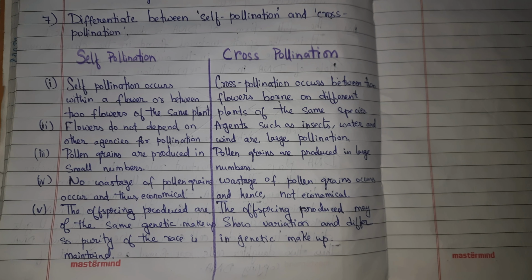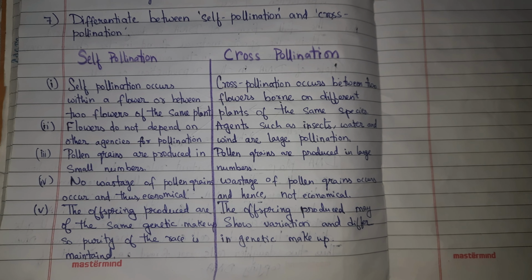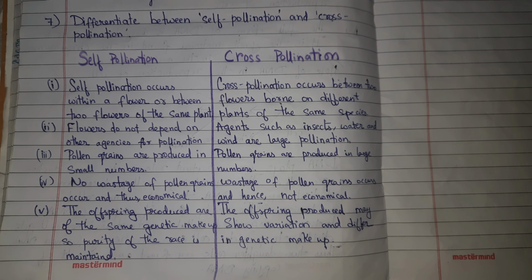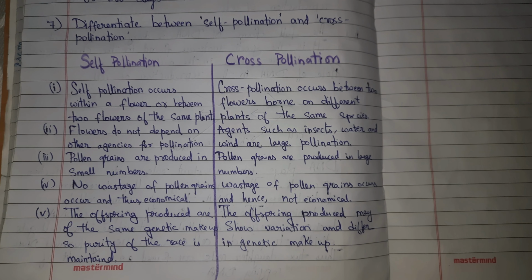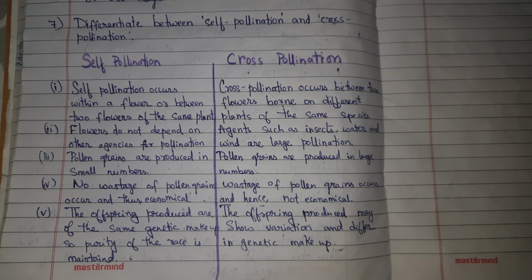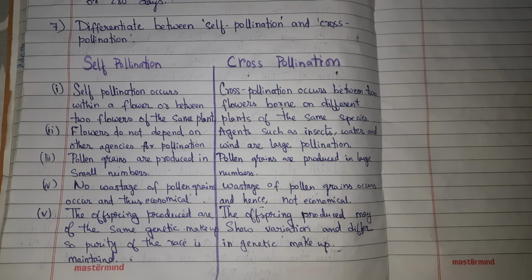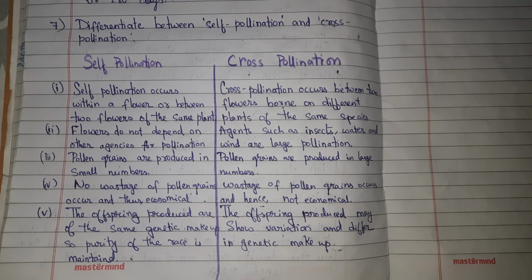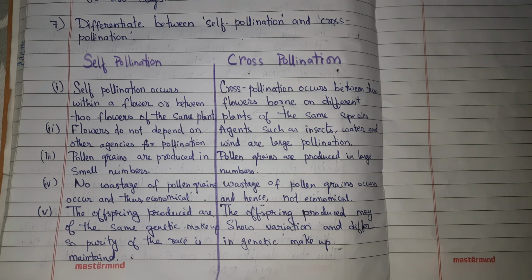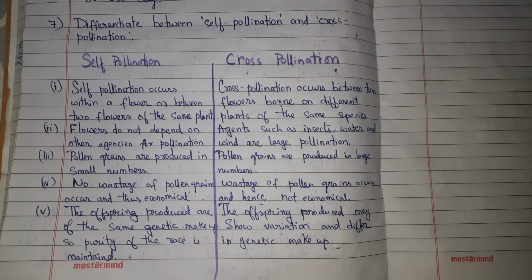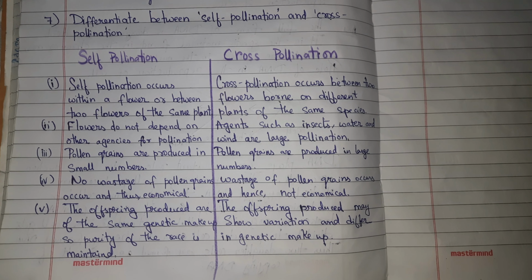Now, cross-pollination occurs between two flowers grown on different plants of the same species. Agents such as insects, water and wind are involved in pollination. Pollen grains are produced in large numbers. Wastage of pollen grains occurs and hence it is not economical. The offspring produced may show variation and differ in genetic makeup.